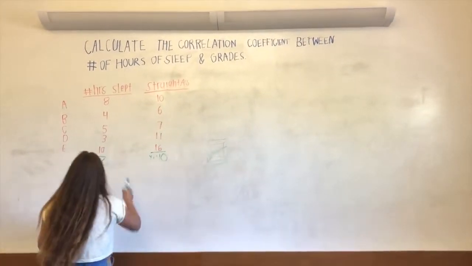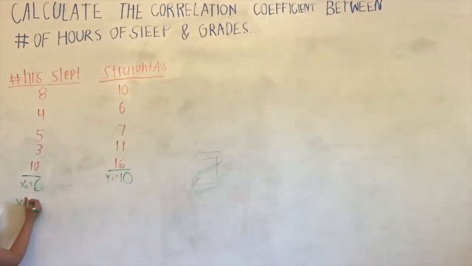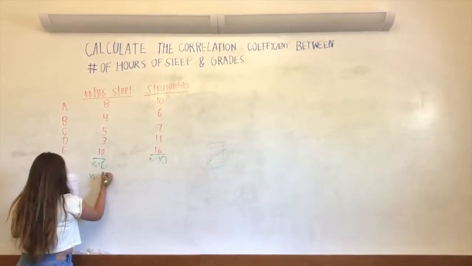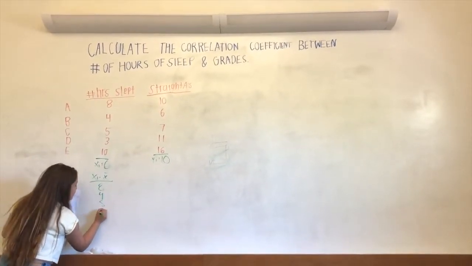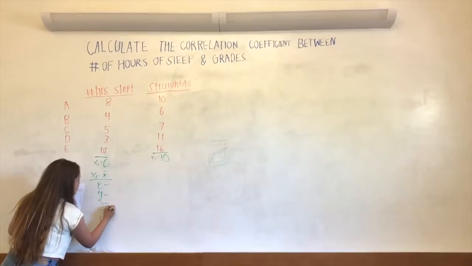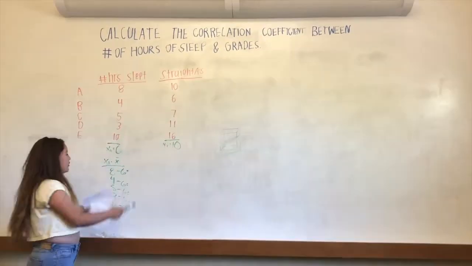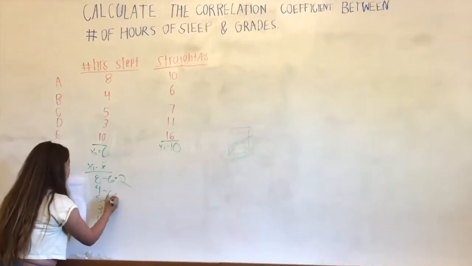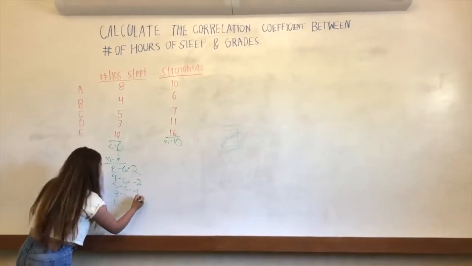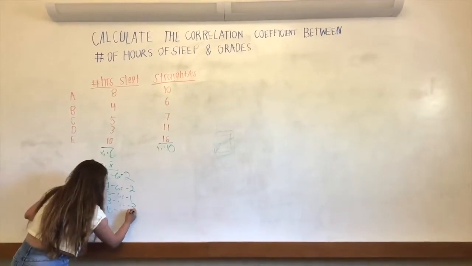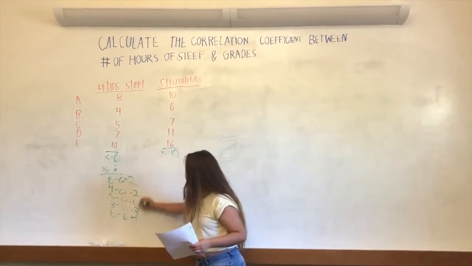In the third step, for each of the values, we're going to subtract the mean. For example, for X, we're going to copy all these: 8, 4, 5, 3, and 10. And we're going to subtract the mean, so the mean is 6. So this is going to equal 2, 4 minus 6 will be -2, -1, -3, and 4. And then we're going to square these numbers right here.